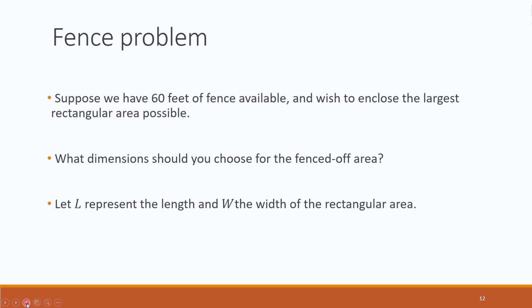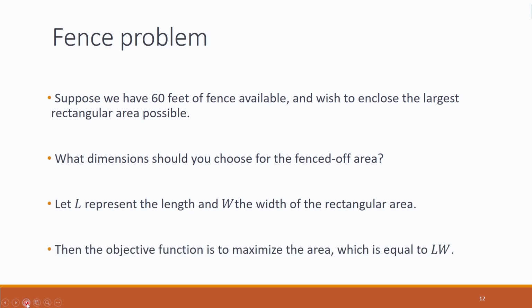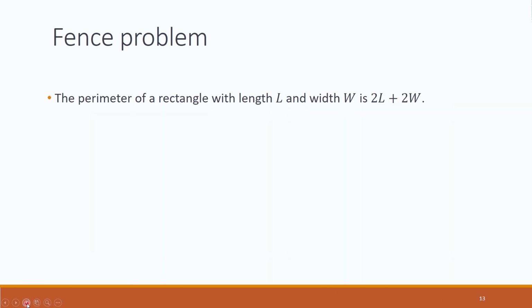So, let us represent the length of the rectangle that we want to achieve by L and the width of the rectangle by W. So, the objective function then is to maximize the area, that is equal to L times W. Now, note that it is given to us that the total length of the fence cannot exceed 60 feet. So, that is a restriction to the problem, that is, it is a constraint.